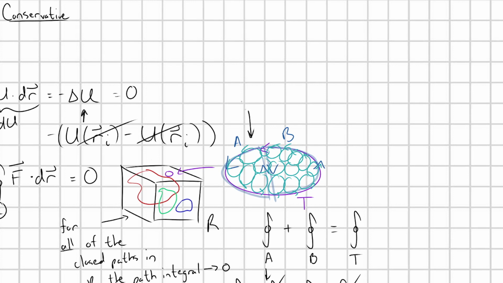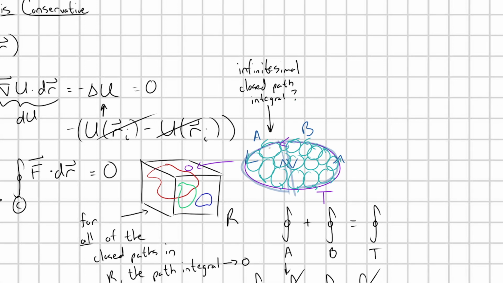Let's go ahead and look at one of these. What is an infinitesimal closed path integral? Let's start thinking about this concept here. An infinitesimally small closed path integral. So let's imagine taking one of these paths, okay? I'm going to blow up the blue path, I'm going to take this little blue path here and blow it up for us. Okay, and we'll go back to calling this path C.